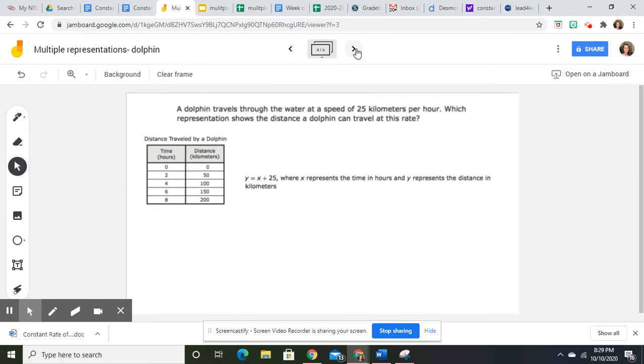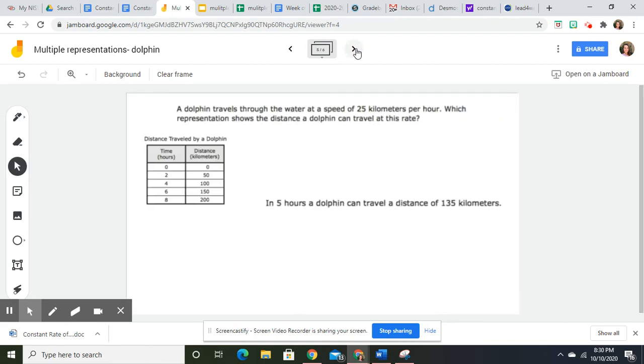Going on one more, we have a verbal description, which is y equals x plus 25, where x represents the time in hours and y represents the distance. So this particular situation is saying that if I have, I'm going to use the 2 hours and 50. If I have 2 in place of x, that 2 plus 25 is going to equal 50. I've just substituted in my values from the table into that equation. Yet again, that is not accurate, so we will continue on to the next representation.